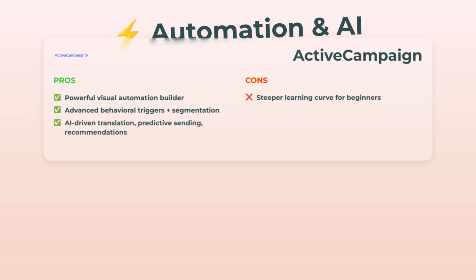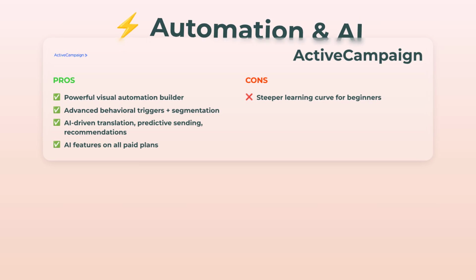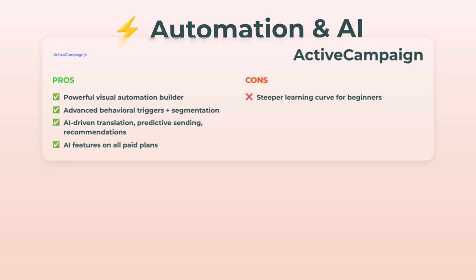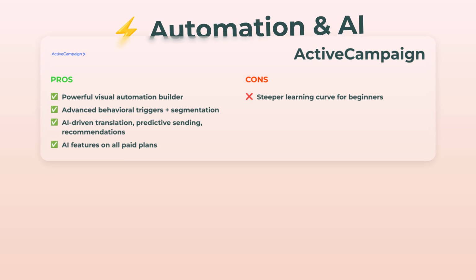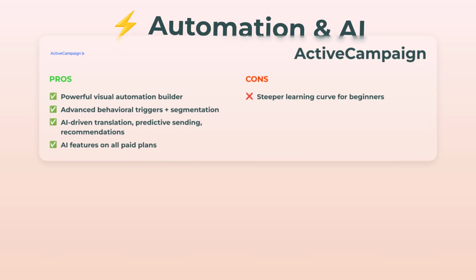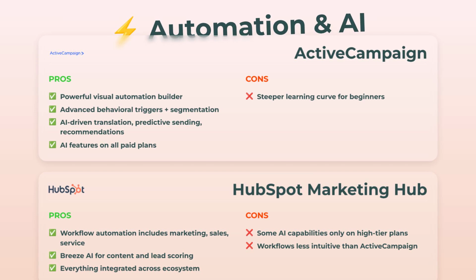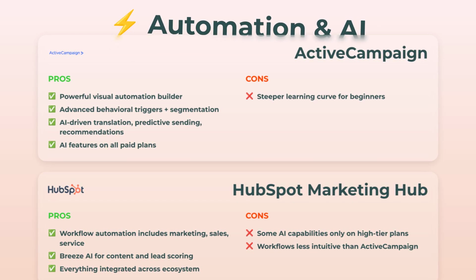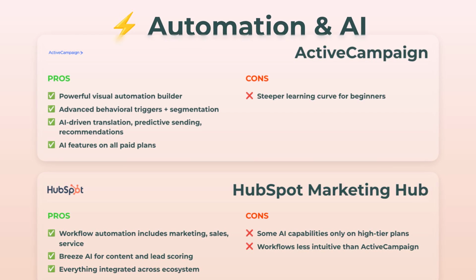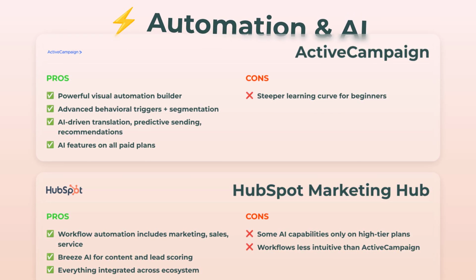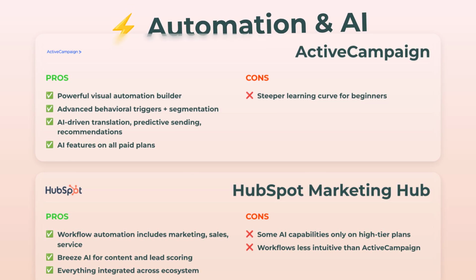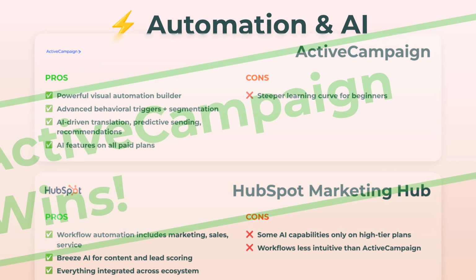Next, let's talk automation and AI. And dude, ActiveCampaign goes hard here. You get a super visual builder, all these behavioral triggers, plus AI-powered stuff like automated translation and predictive sending. That's on every paid plan. It does have a steeper learning curve though, especially if you're new. Switching to HubSpot, you get workflows that manage marketing, sales, and service. So it's like an automation buffet. There's Breeze AI for things like content and lead scoring, but some of those cool features only come on the expensive plans. And honestly, their workflows aren't as intuitive as ActiveCampaign's. So yeah, for pure automation muscle, ActiveCampaign wins again.